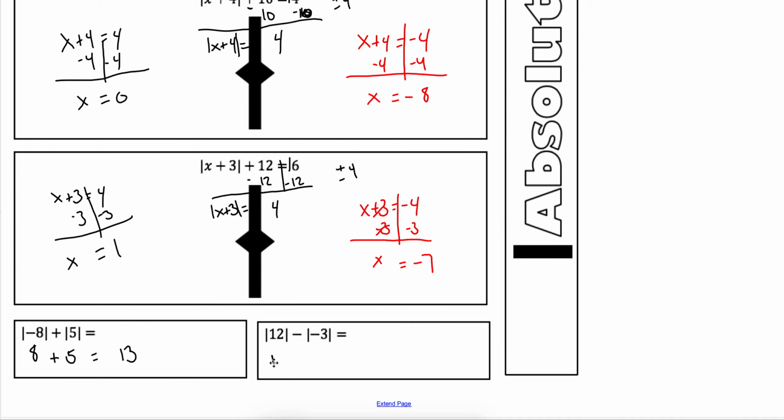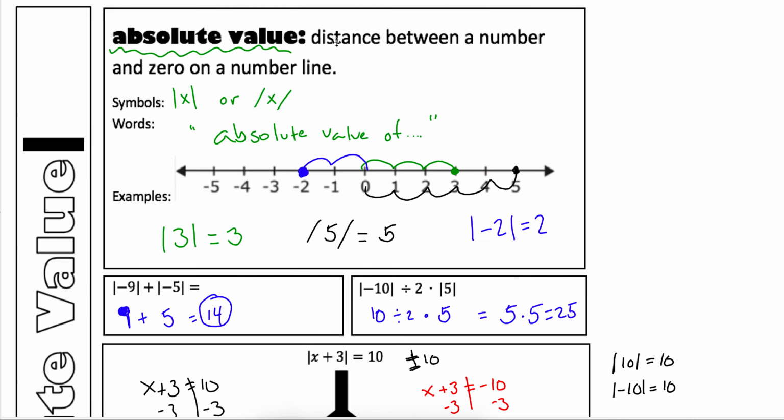Absolute value of 12, 12 away from 0. Minus the absolute value of -3, which is 3 away from 0, so 12 minus 3 is 9. That's all it is. Absolute value, how far away you are from 0, the distance between a number and 0 on a number line. Again, the absolute value of a positive is a positive. The absolute value of a negative is always a positive. Okay?